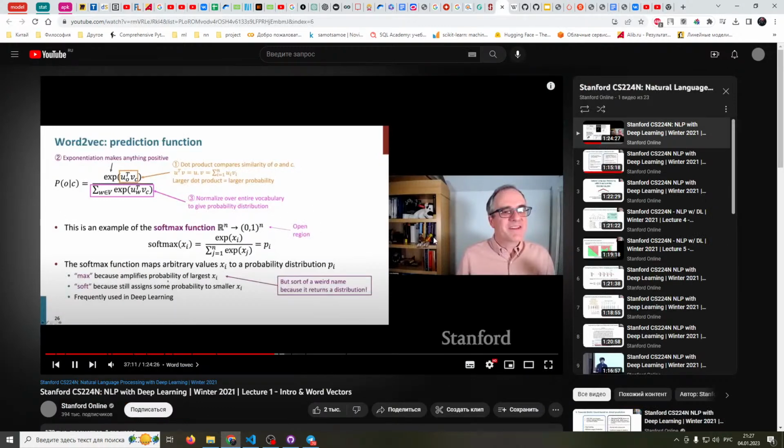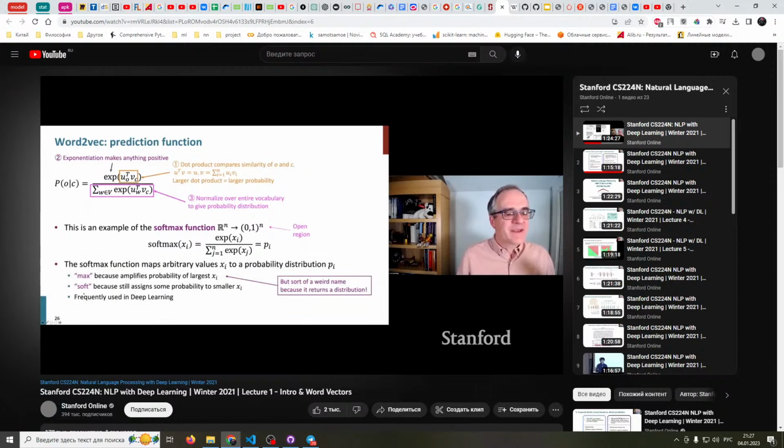The probability goes to the most similar things. And it's called soft because it doesn't do that absolutely. It'll still give some probability to everything that's in the slightest bit similar. On the other hand, it's a slightly weird name because max normally takes a set of things and just returns one, the biggest of them, whereas the softmax is taking a set of numbers and scaling them, but is returning the whole probability distribution.